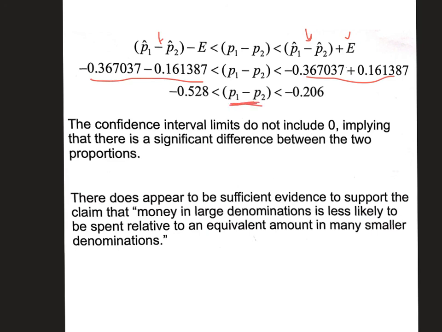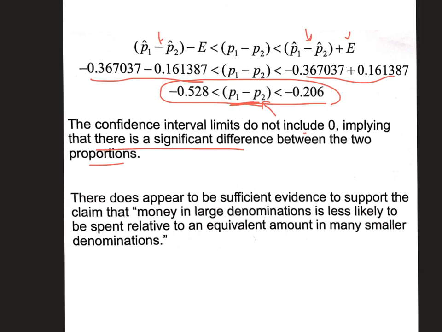Because what's going to happen here? Well, let's look at our two numbers. I'm saying the difference in the two proportions is somewhere between, I'm 90% sure it's between negative 0.528 and negative 0.206. Now, my null hypothesis was that these were the same. If they are the same and I subtract them, I should get 0. Now look at my confidence interval. I'm 90% confident that 0 is not in that interval, which means because it does not include 0, there is a significant difference between the two proportions, which means there's a pretty big difference because the difference is not 0 in there anywhere.